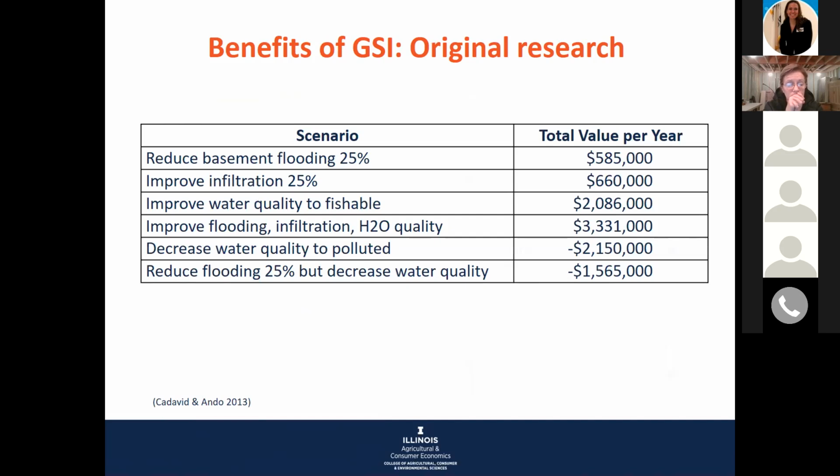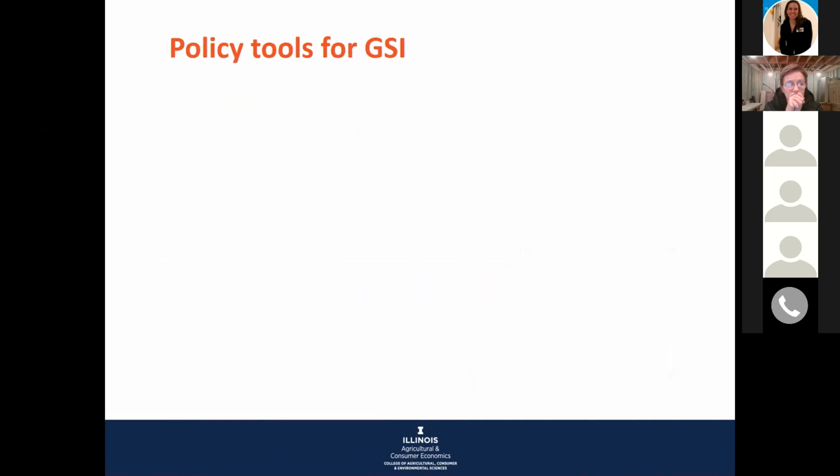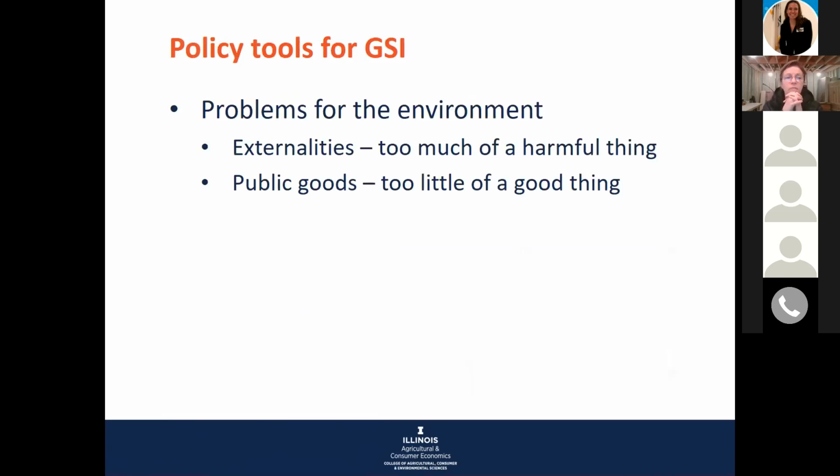So that is something that can be done. All right, so hopefully I've convinced you that there are some pretty significant benefits to green stormwater infrastructure. And I don't say that because I personally care about it. This is the research. But the question is, how do we then design policy tools for green stormwater infrastructure to be able to take advantage of some of those benefits?